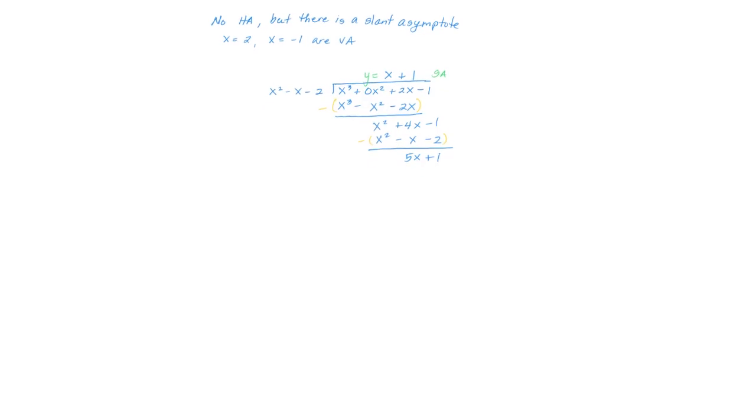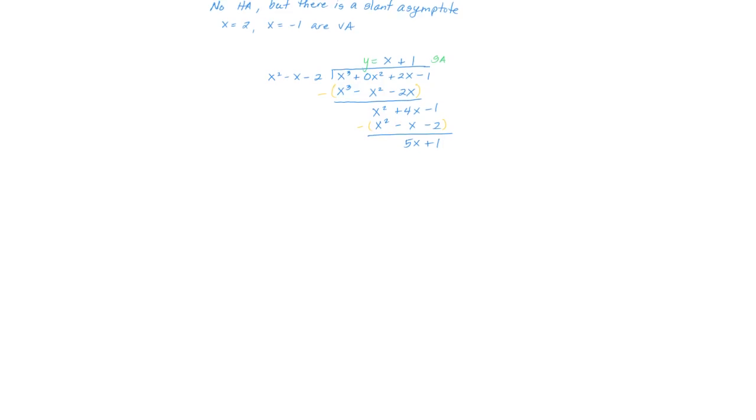And that's going to be the horizontal, or the slanted line that my graph will follow. So we're actually just ignoring this remainder and then just looking at the quotient on top. And there is a reason why. By doing this long division, we can write our function in a different way, as quotient x plus 1 plus remainder 5x plus 1 over divisor x squared minus x minus 2.